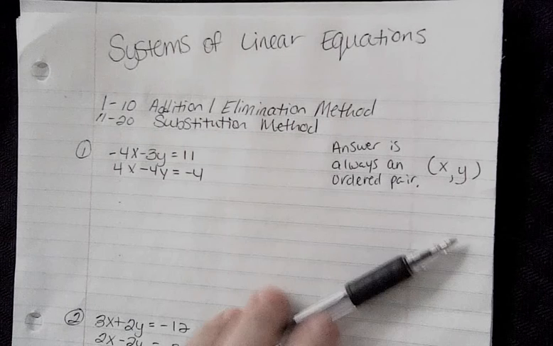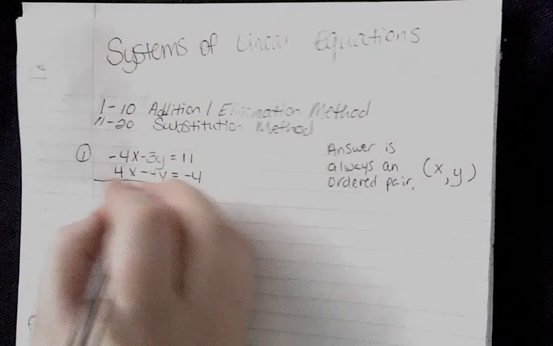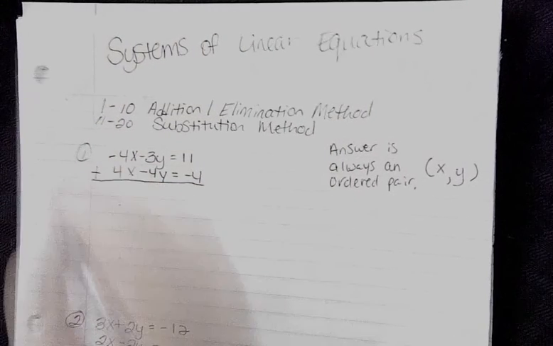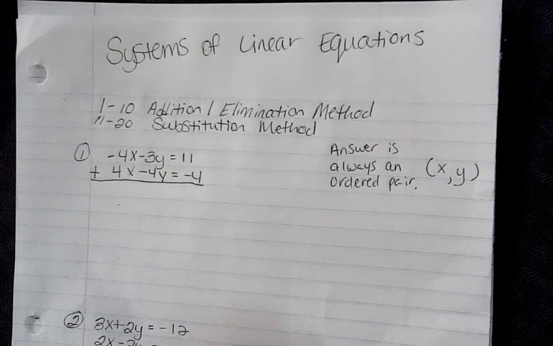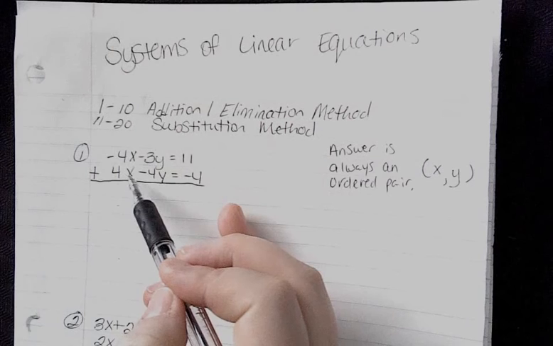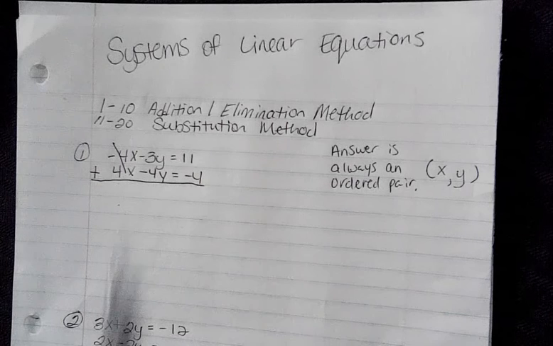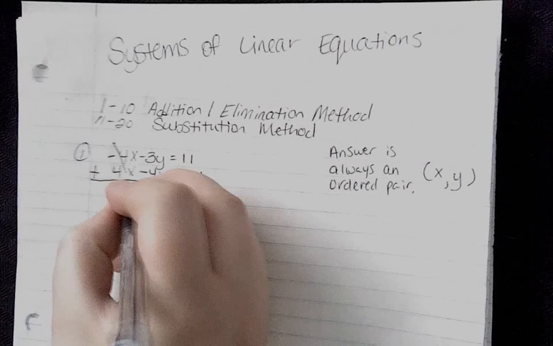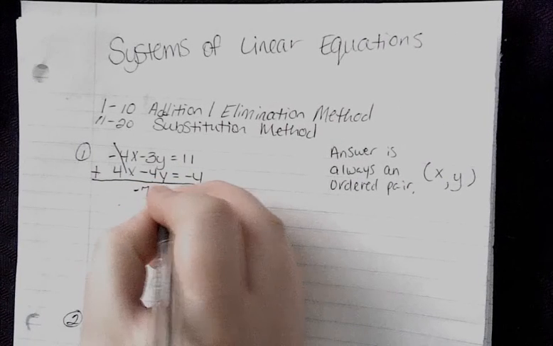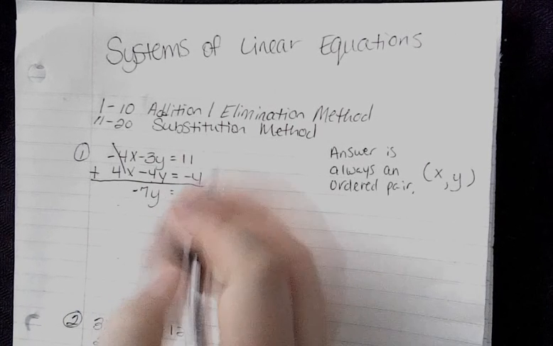So on problem numbers 1 through 10, we're going to use that addition elimination method. So that means we're going to be adding these two equations together, and we should expect something to eliminate because of the elimination method. So when we add these two equations together, negative 4x plus 4x, well, those give you 0, so they're gone. Then I have negative 3y plus negative 4y, which is negative 7y, and then 11 plus negative 4 will give us a positive 7.